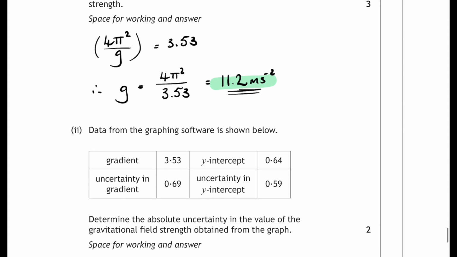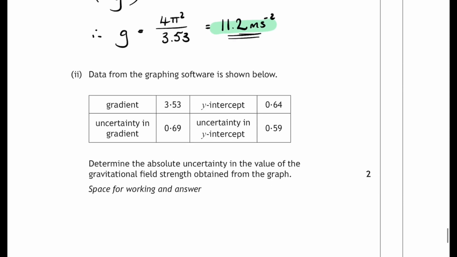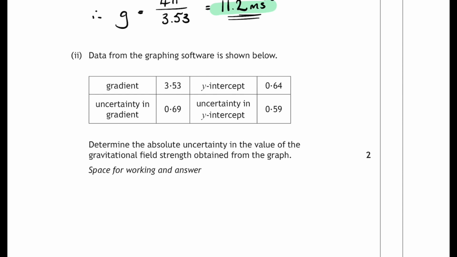And in part 2, data from the graphing software is shown below. And we've got the gradient, the uncertainty in the gradient, the y-intercept, and the uncertainty in the y-intercept. And most of you will probably realise that that is what's called the lineest data. So if you do a graph on Excel, then you can ask Excel to give you all that data by using the lineest function. In fact, you quite possibly did that when you were doing your project this year. Anyway, we've to determine the absolute uncertainty in the value of the gravitational field strength obtained from the graph.